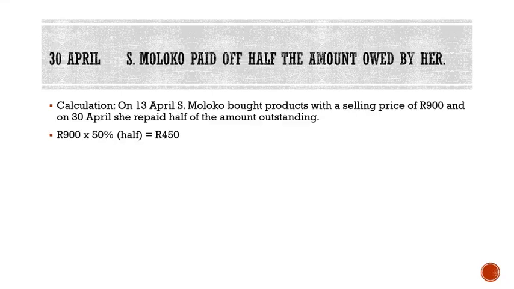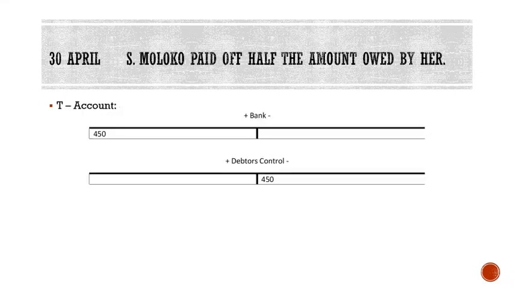Right, so on the 30th of April, S. Maloko paid off half the amount owed by her. Okay, so calculations. On the 13th of April, S. Maloko bought products with a selling price of 900 Rand, and on the 30th of April, she repaid half of the amount outstanding. Right, so she owed us 900 Rand on the 13th of April, half of that will equal 450 Rand. Let's have a look at the accounts.